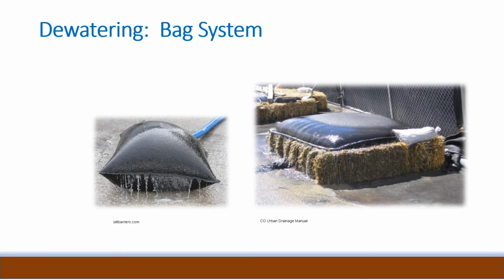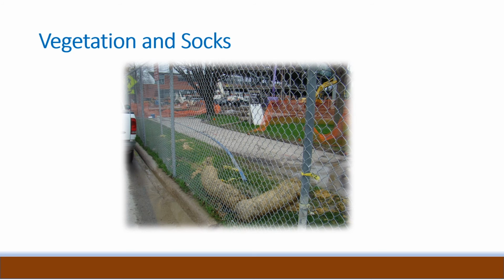Shown is an example of a dewatering bag system. Make sure the soil surrounding the bag is protected. These become very heavy when filled with sediment. When dewatering, you could discharge across a vegetated surface. Shown in the photo are wattles used at the discharge point to prevent scour.